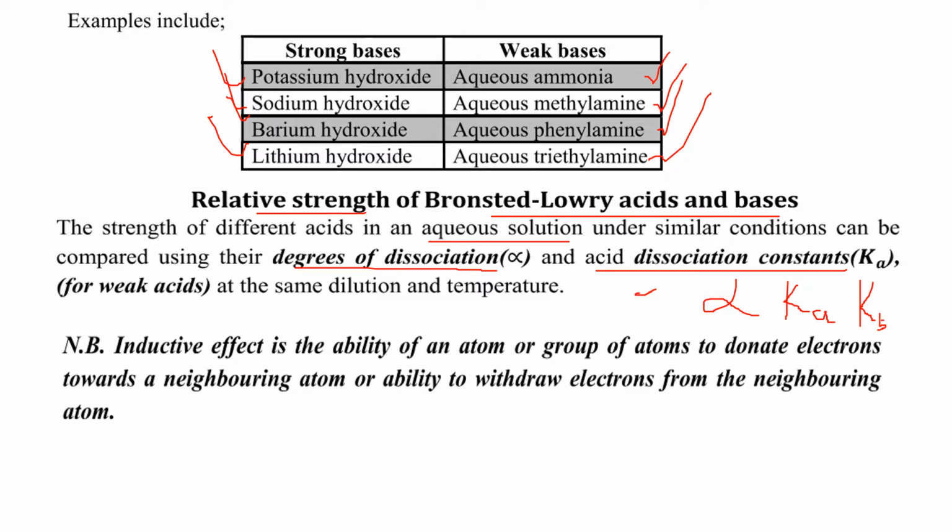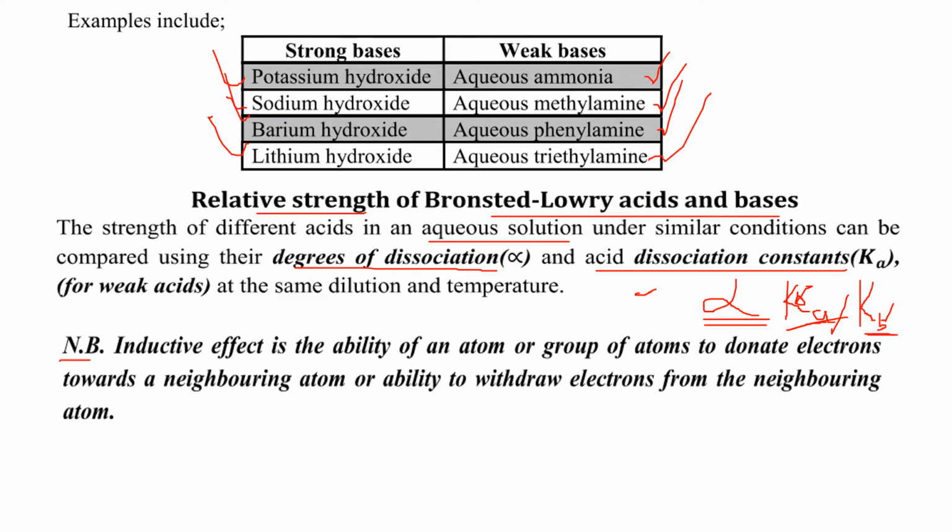So this B implies for a base, and this A implies for an acid, and the K is read as ionization constant. So alpha implies degree of dissociation of any acid or any base. Ka is going to show that this is the ionization constant for an acid. And then Kb is going to show that this is the ionization constant for a base.